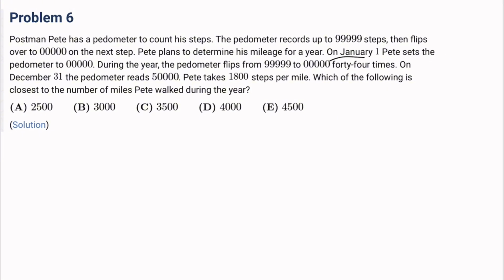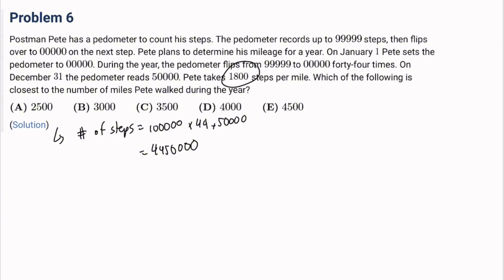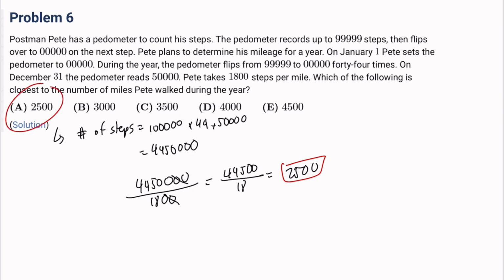Okay, so since it flipped 44 times, that means the number of steps is equal to 100,000 times 44, right? Because it flipped 44 times, and then plus it read 50,000, so plus 50,000 more. This is going to be equal to 4,450,000, and so we have to divide that by 1,800, right? So these zeros are going to cancel, and so that's going to be 44500 over 18, which is equal to 2,500, right? So this is the answer, it's A.